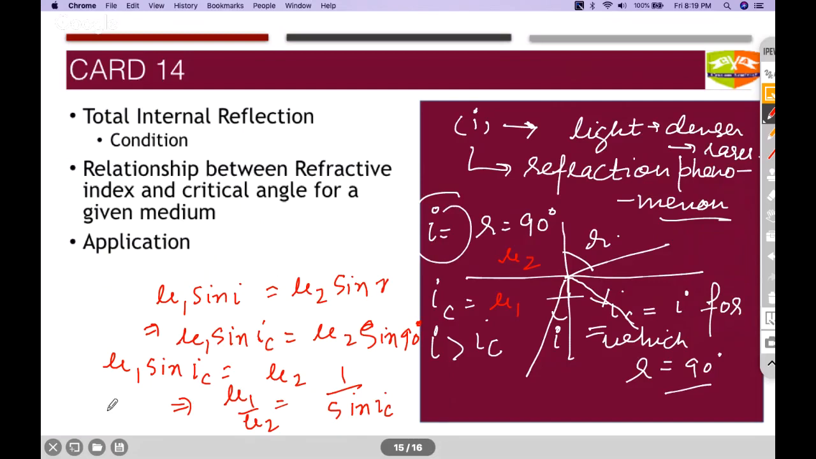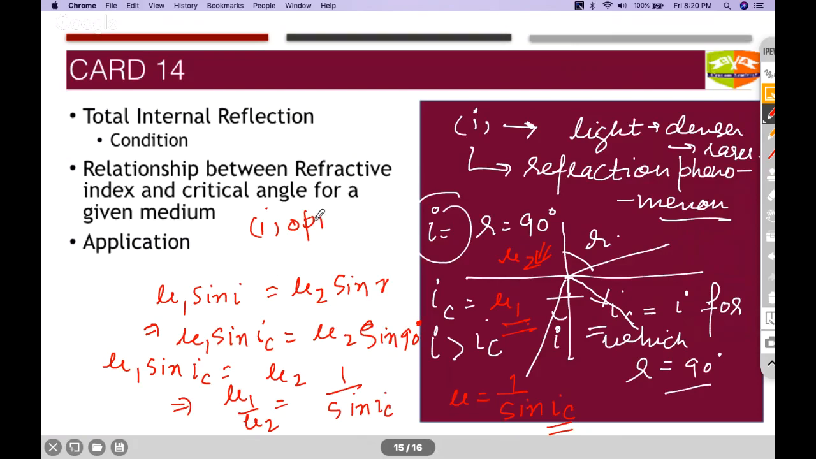What is mu1 by mu2? It is the refractive index of this medium with respect to the other medium, so I am writing it as mu. So mu is equal to 1 by sine IC, where IC is the critical angle. There are different applications of total internal reflection.